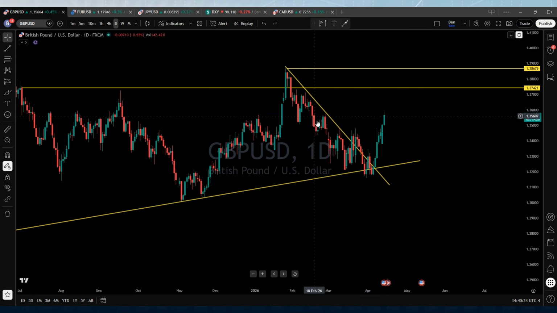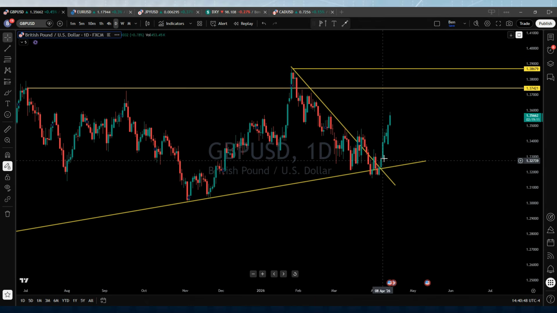However, it was in this clear wedge pattern. And like any wedge pattern, it has two options. It can either break to the upside and make a further move up, or it breaks out to the downside and then has a further sell-off. Well, the British pound decided to break to the upside and now is heading higher.